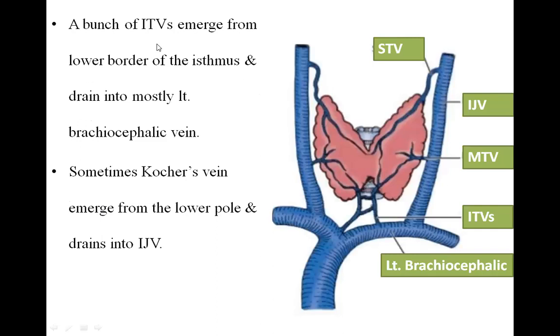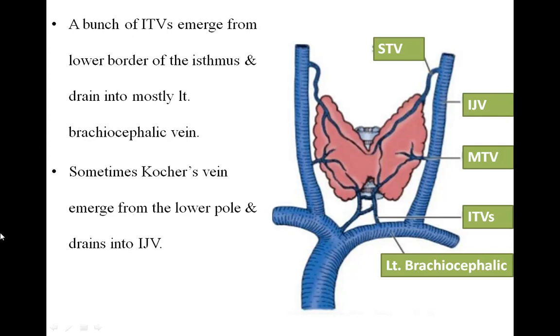A bunch of inferior thyroid veins emerge from the lower border of the isthmus and drain mostly into the left brachiocephalic vein. Sometimes Kocher's vein may be present, and it emerges from the lower pole and drains into the internal jugular vein.